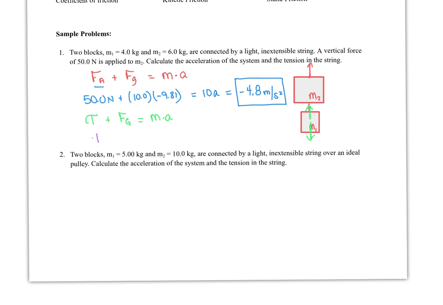I have tension plus the force of gravity. Well, the force of gravity is the mass of that second block, which is 4, times the gravitational pull, negative 9.81. And that's going to equal the mass of that block. Again, that's 4 times the acceleration that we just figured out, which is negative 4.8 meters per second squared. So I'm just going to multiply those, and I'm going to add across that force of gravity.